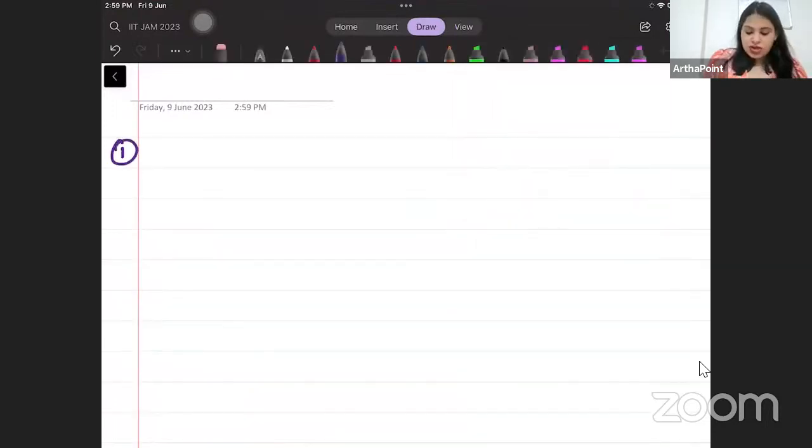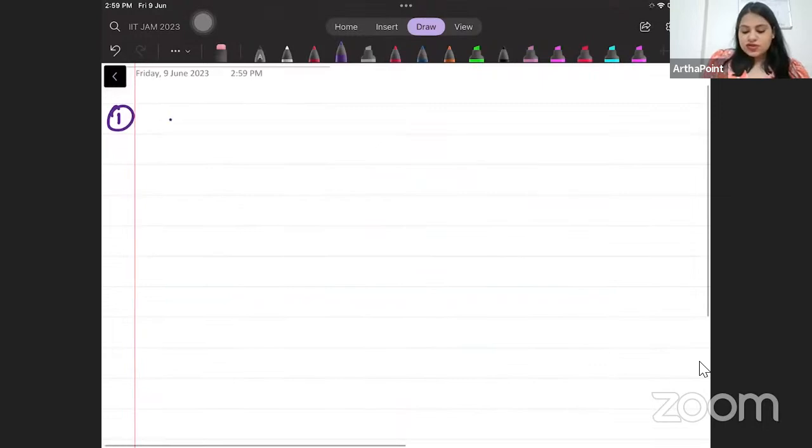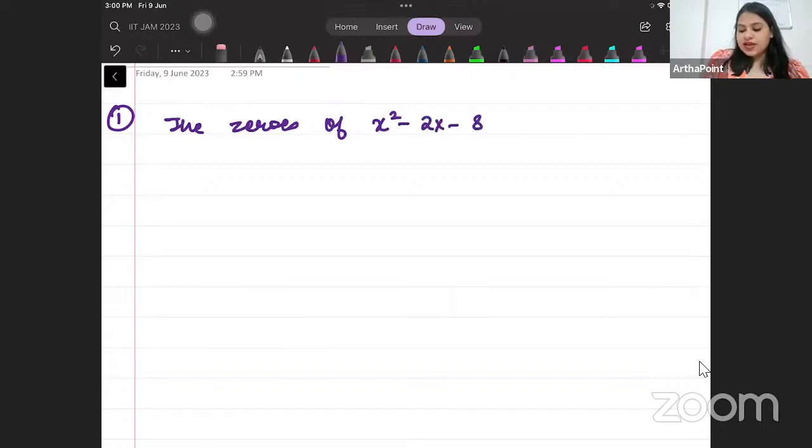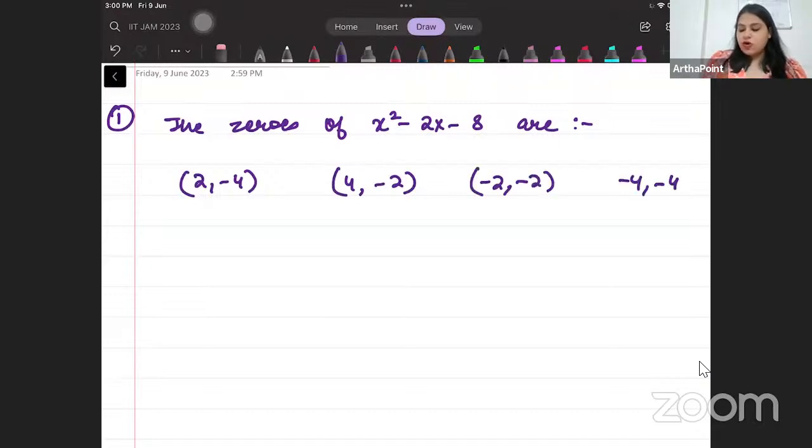So first question, I will give you some time to solve this. The zeros of x square minus 2x minus 8 are: 2 comma minus 4, 4 comma minus 2, minus 2 comma minus 2, minus 4 comma minus 4. What are the zeros of this polynomial? Take a moment, try to do this question yourself, give me the answer, and then we will move on to the next question.